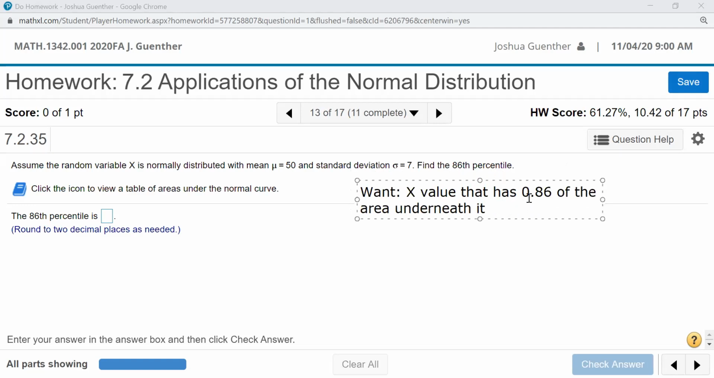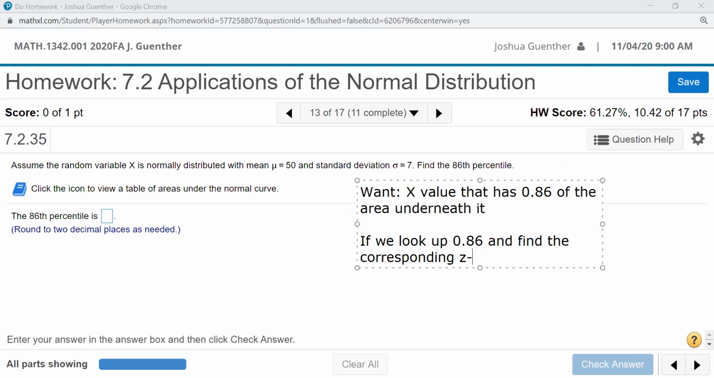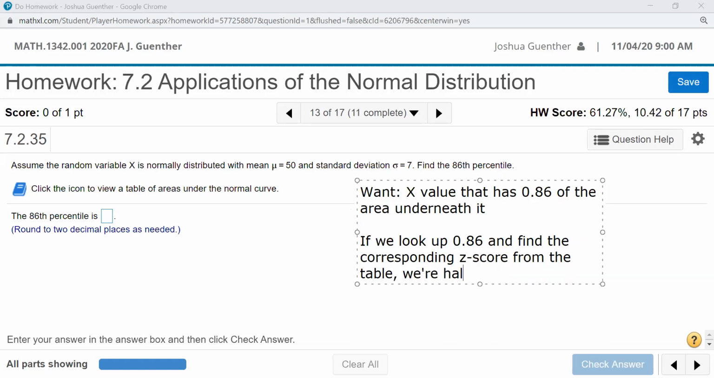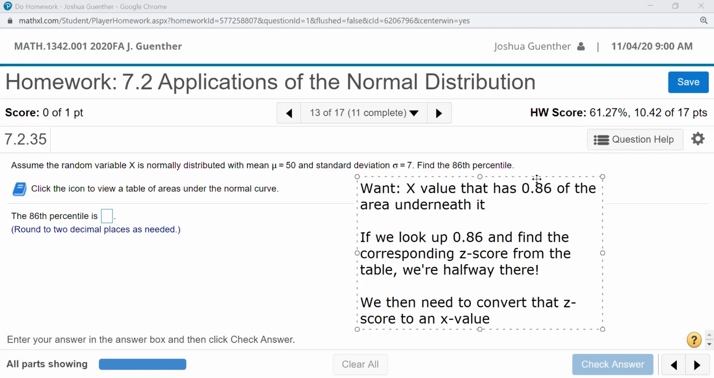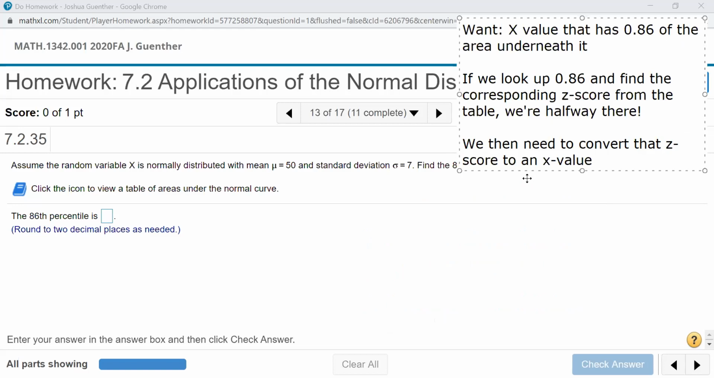In other words, we want to go look up 0.86 as a probability in that table. If we look up 0.86 and find the corresponding z-score from the table, we're halfway there. Why are we only halfway there? Because we need it to be in the original x value. We then need to convert that z-score to an x value. All right there, Pilgrim. Let's leave this up here. That's our directions, basically.